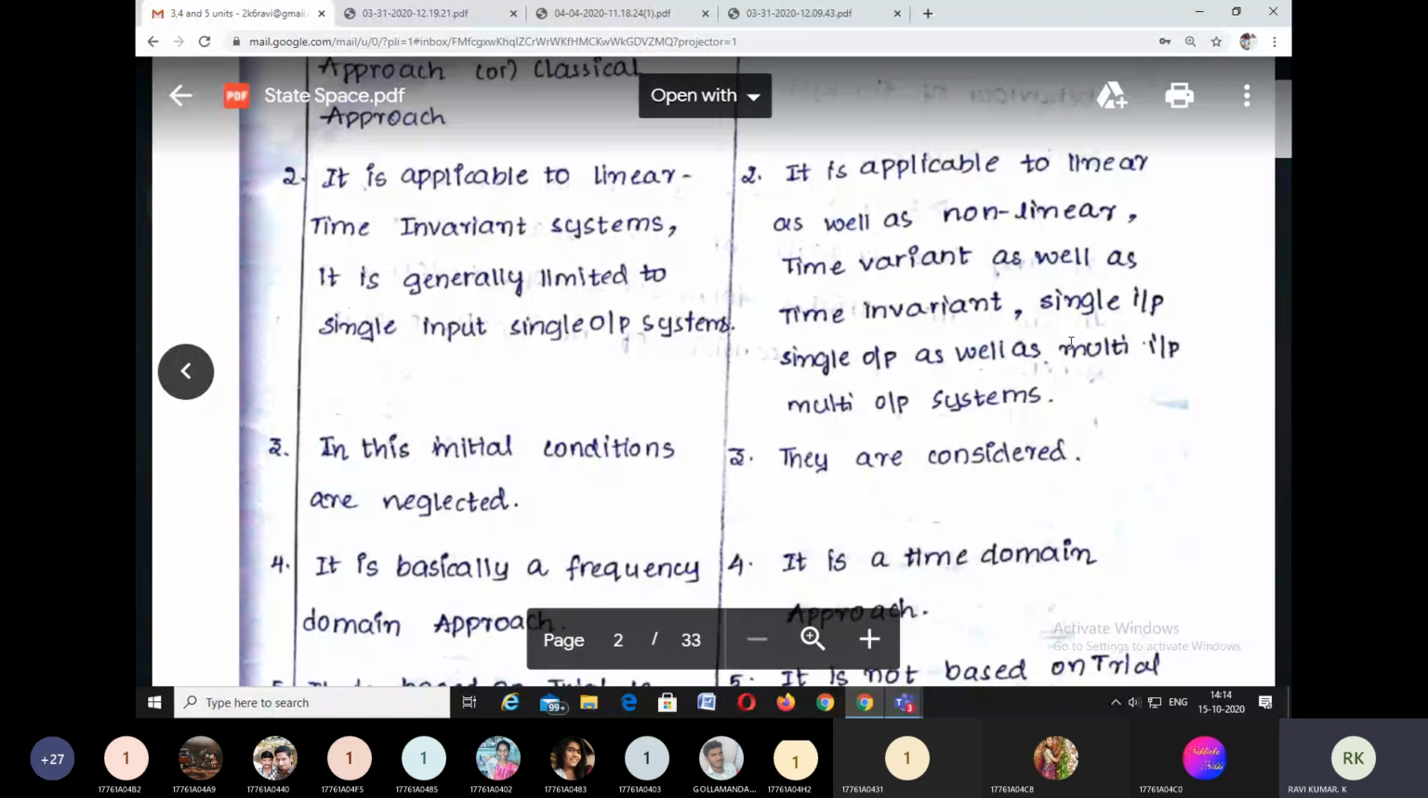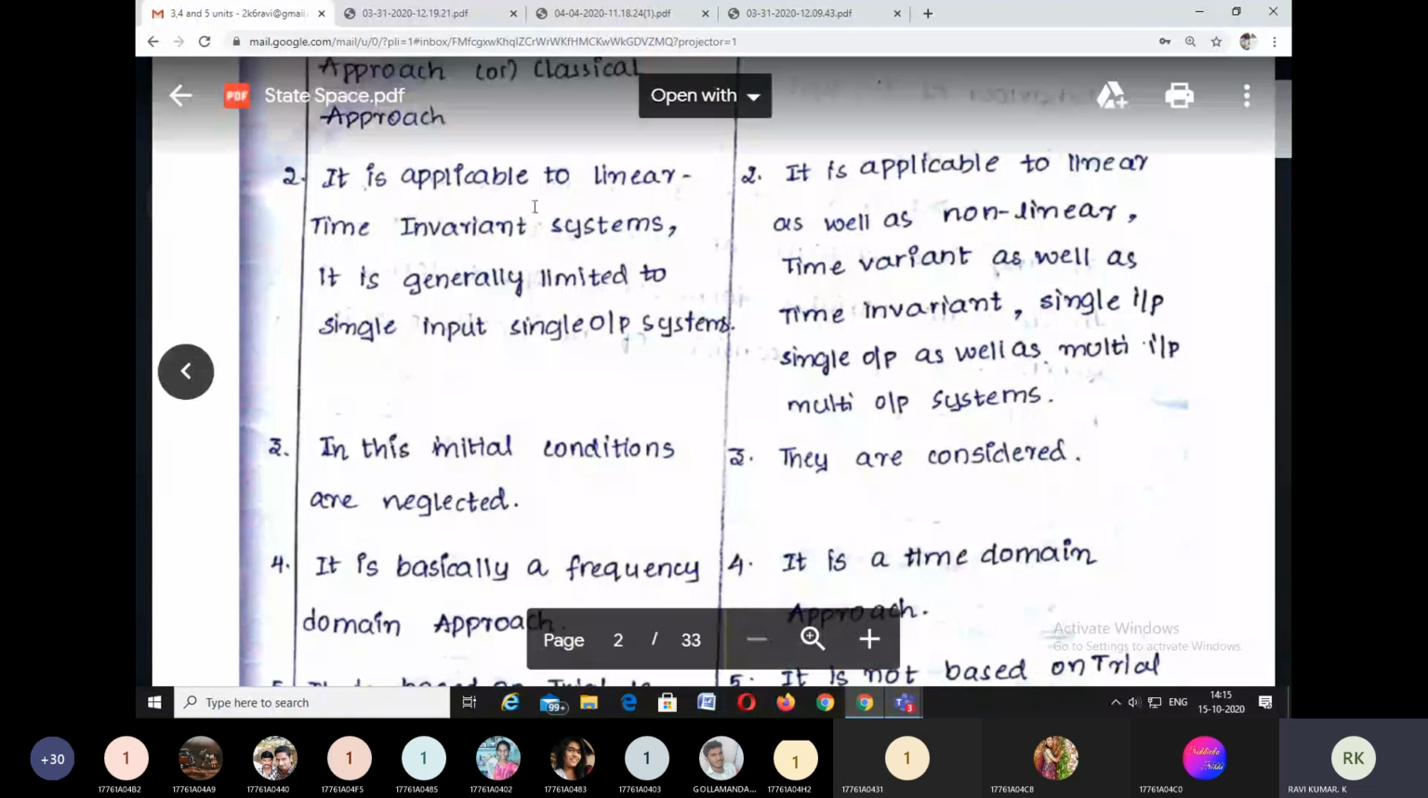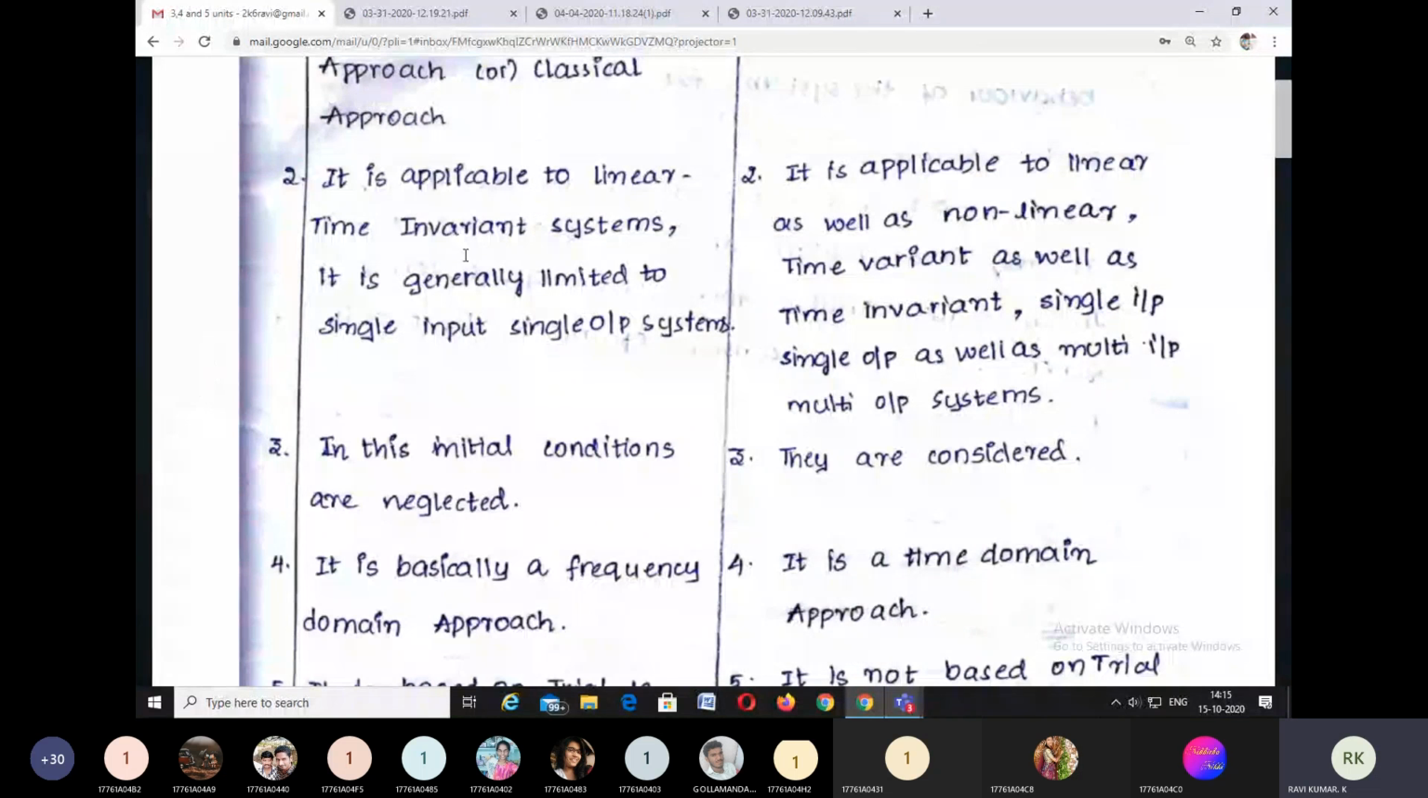To analyze the output of that system, the transfer function approach is not well suited. If you use state space analysis, you can analyze the behavior of the system very well. So for multiple input and multiple output systems, we use state space analysis. This is the difference I have written between the transfer function approach and the state space approach. Why do we have to study the fifth unit? The transfer function approach is only suitable for linear time invariant systems, and it is generally suitable for single input and single output systems.